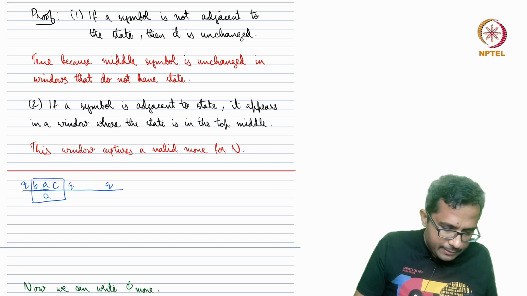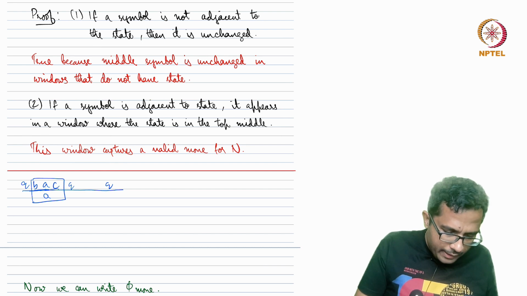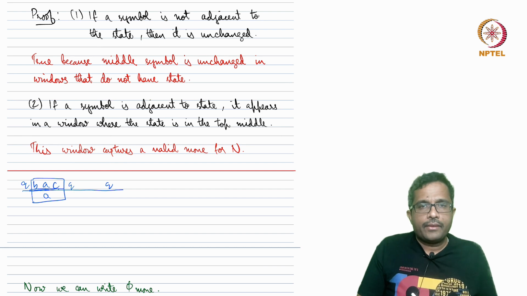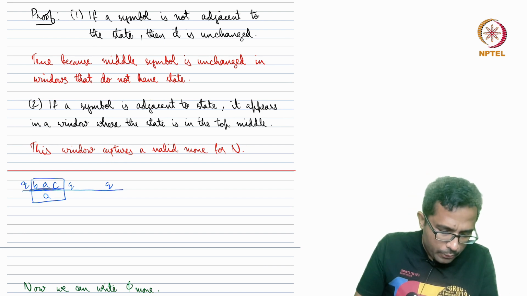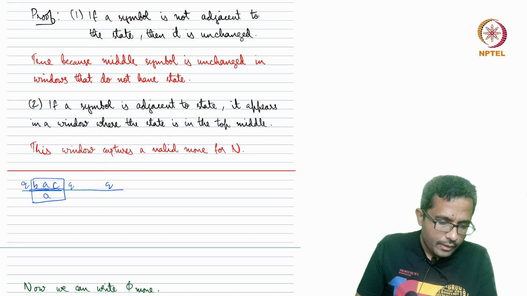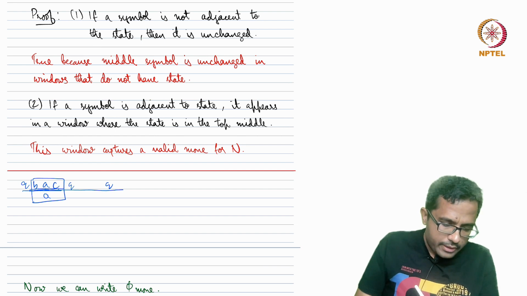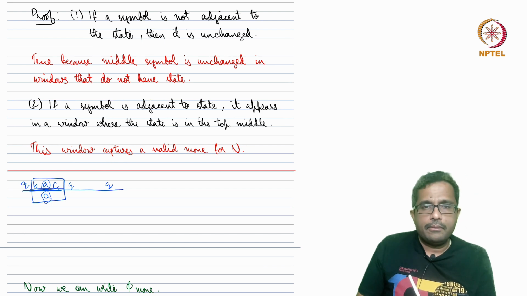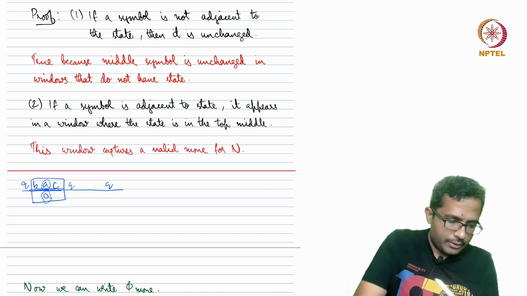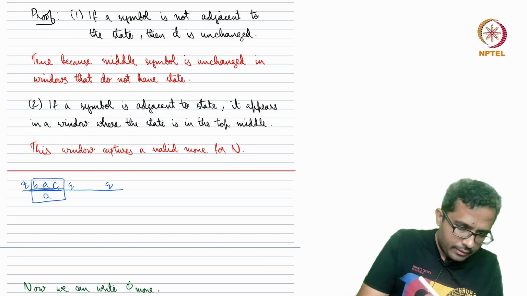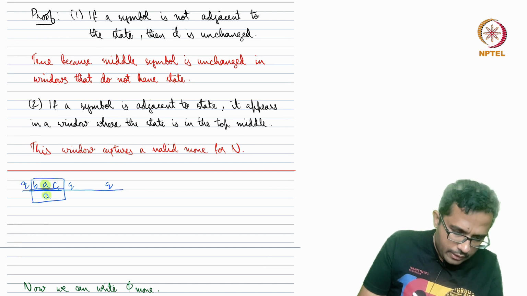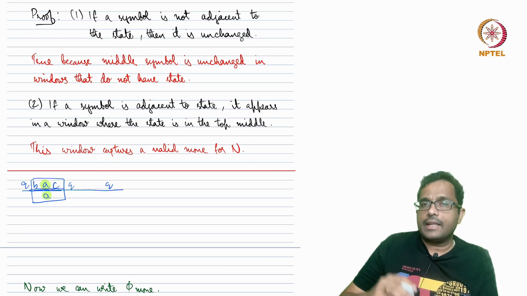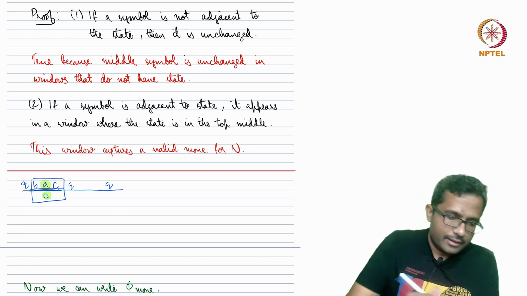The top middle symbol, so this is a window where the top row does not have the state, right. This is a window where the top row does not have the state, and in such windows the middle symbol in the top row is unchanged, is the same in the bottom row. So this is what I want to say. So this A does not change. So if the symbol is not adjacent to the state, it is unchanged, right. This is what we want.